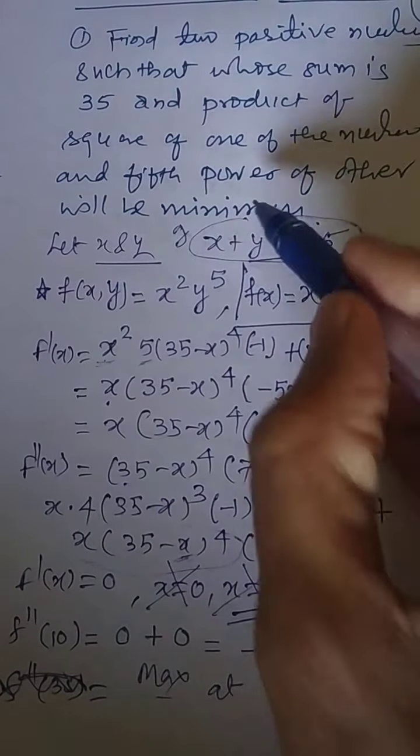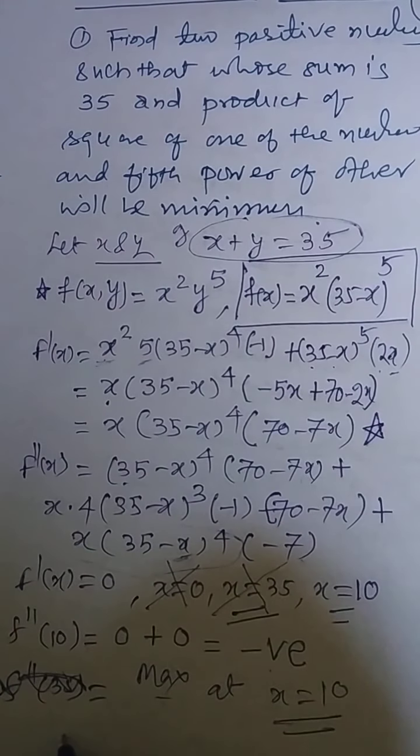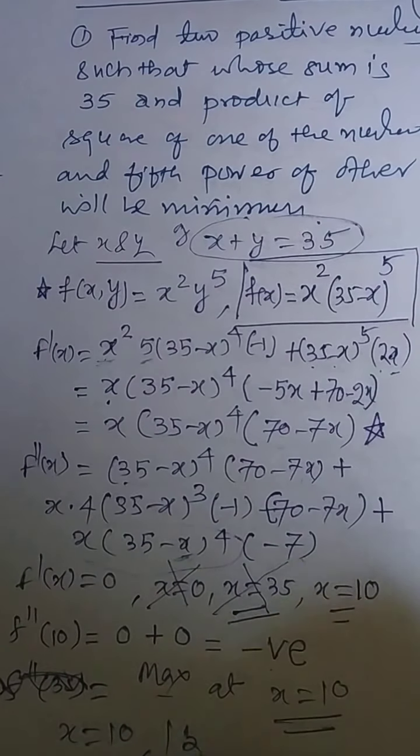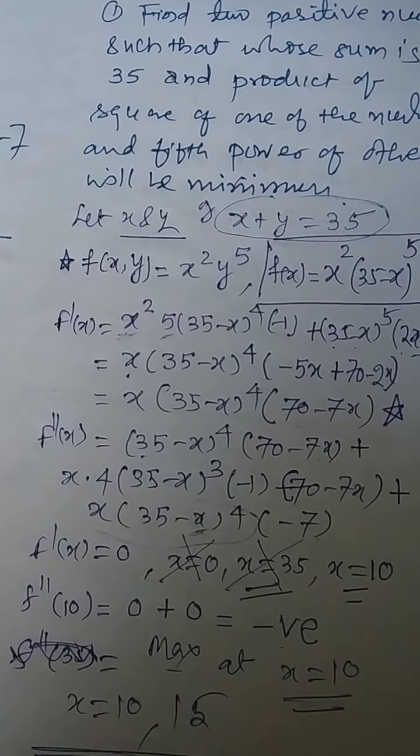At what point? At x equal to 10. So what are the numbers? x is equal to 10. The other number we have considered as y, so the other number is 5. So the product will be maximum when the numbers are 10 and 5.